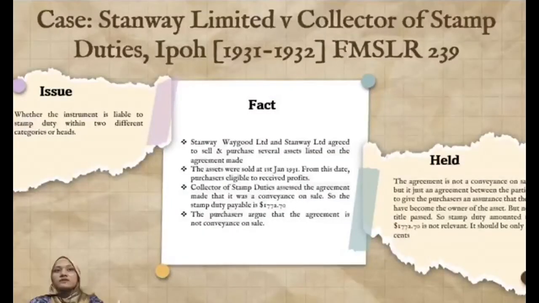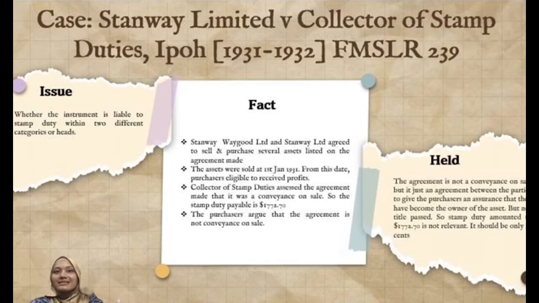Refer to the case of Stanway Limited versus Collector of Stamp Duties, IPO. The issue is whether the instrument is liable to stamp duty within two different categories or heads. The facts: Stanway Good Limited and Stanway Limited agreed to sell and purchase several assets listed in the agreement made. The assets were sold on 1st January 1931. From this date, the purchasers were eligible to receive profit.